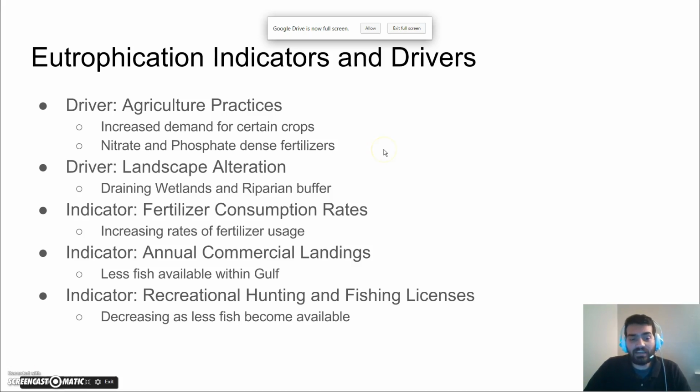A driver indicator would be like the fertilizer consumption rates. So as we've had certain demands for certain crops, we've had to increase our fertilizer use to make sure these crops are available year round.